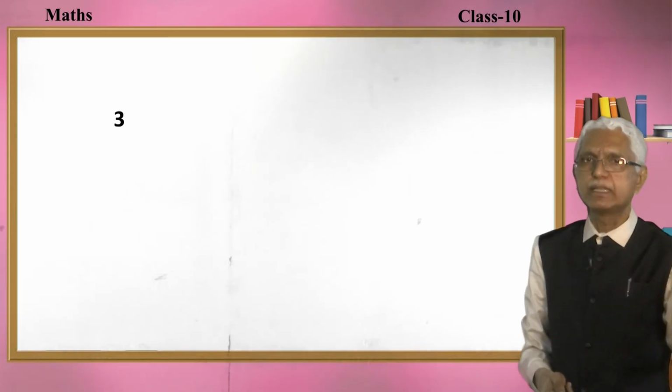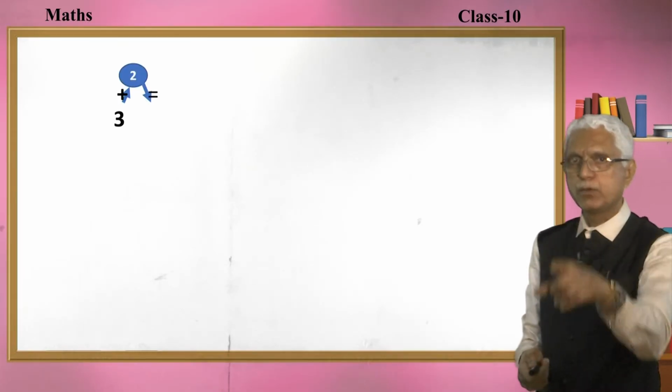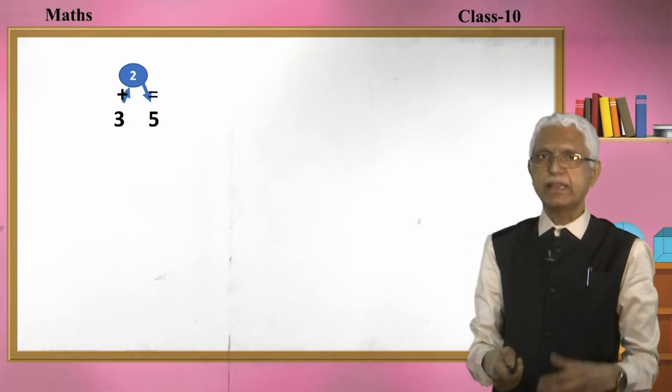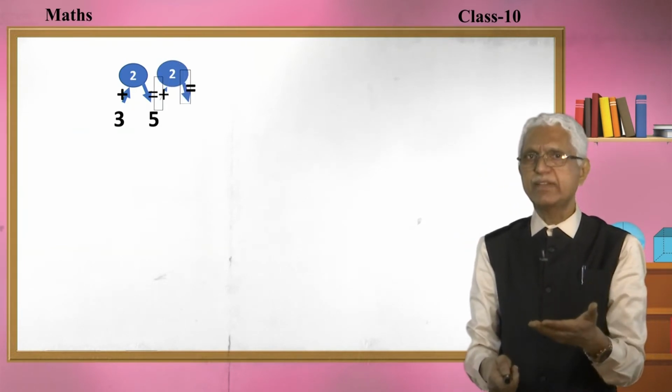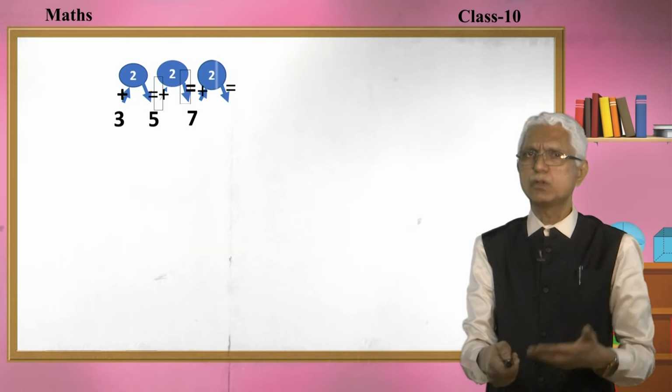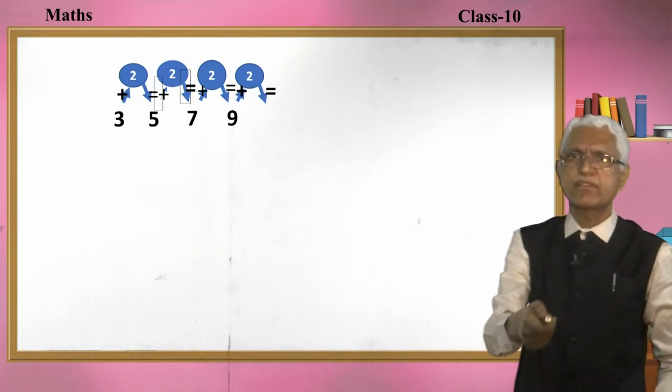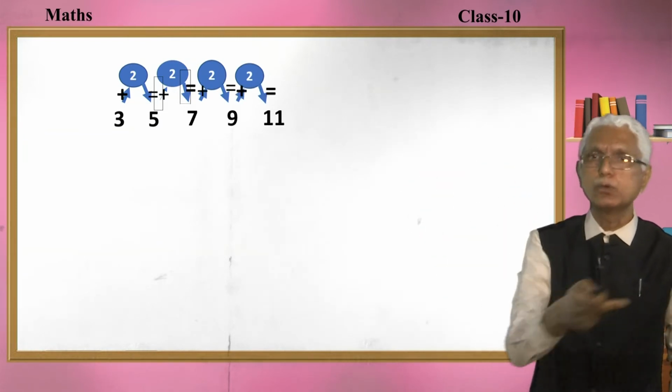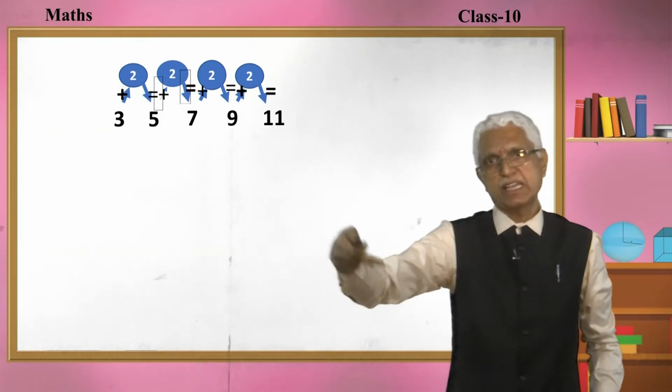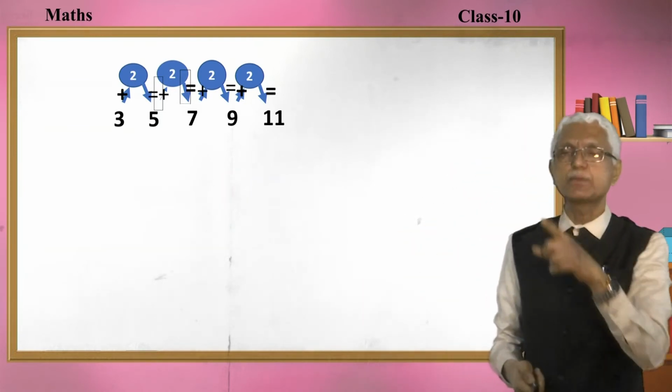Now, I will start with the number 3. Okay. What am I doing? I am adding 2. I get 5. I add 2. I get 7. It is just a simple process. You all know. I have chosen the common difference to be 2. So, I went on adding 2 to get a series of numbers 3, 5, 7, 9, 11. This is an arithmetic progression.